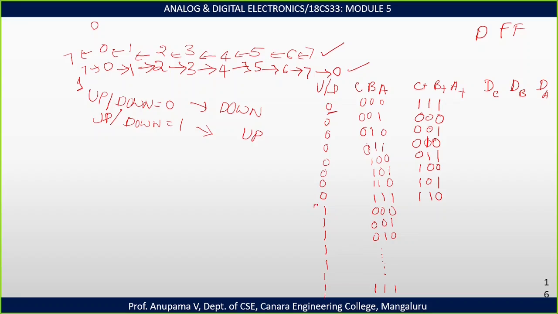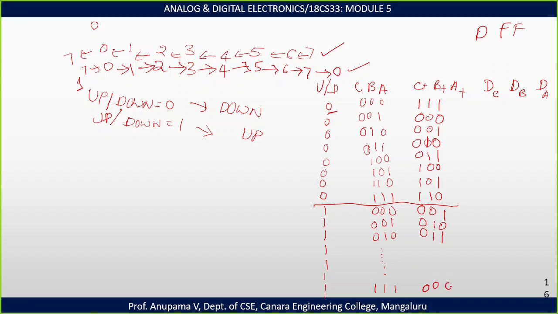Next sequence of 0? But see here, up and down is set to 1. When up and down is set to 1, you have to look into the second sequence. What is the next sequence of 0? 1. Next sequence of 1, 2. Next sequence of 2, 3. Next sequence of 3, 4, 5, 6, 7. The next sequence of 7 will be 0. Then you refer to the excitation table and complete the transition diagram.